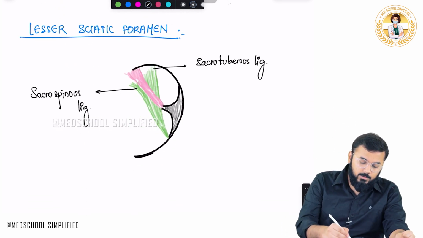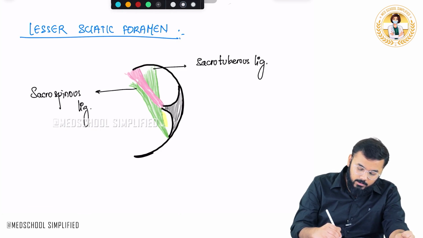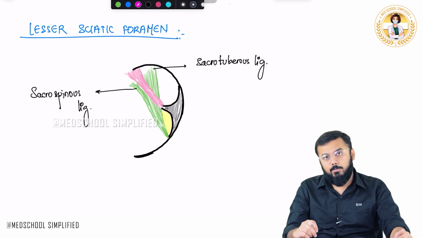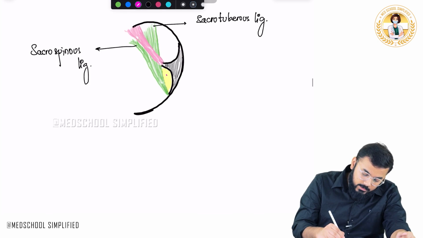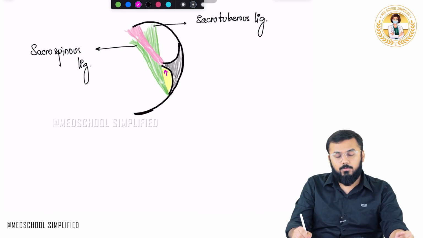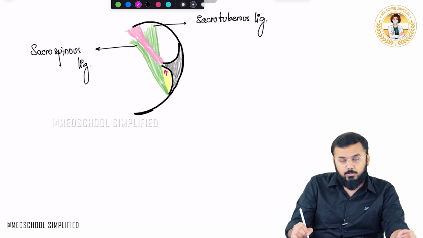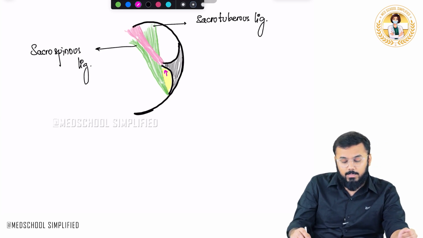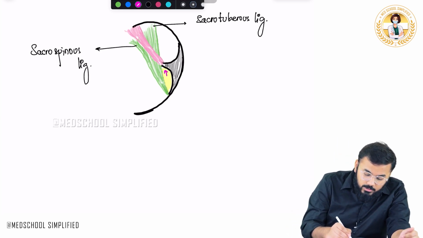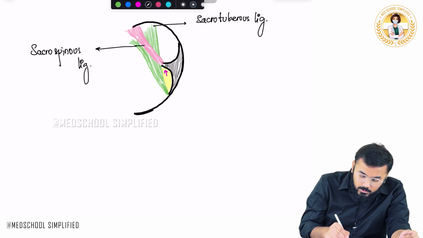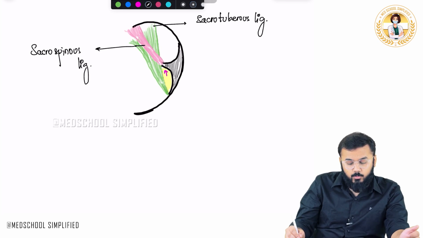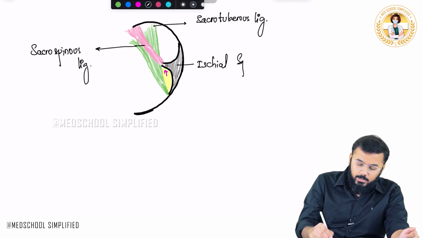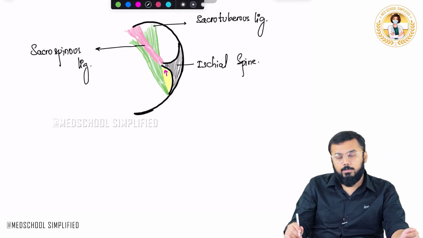Now out of this, the first important thing we shall be discussing is this particular part. This is your lesser sciatic foramen. What are the structures located within it? First, superiorly, what do you have? Superiorly, you have the ischial spine, and attached to this ischial spine there is a ligament called the sacrospinous ligament. So sacrospinous ligament as well as ischial spine, these are the two important things located superiorly.